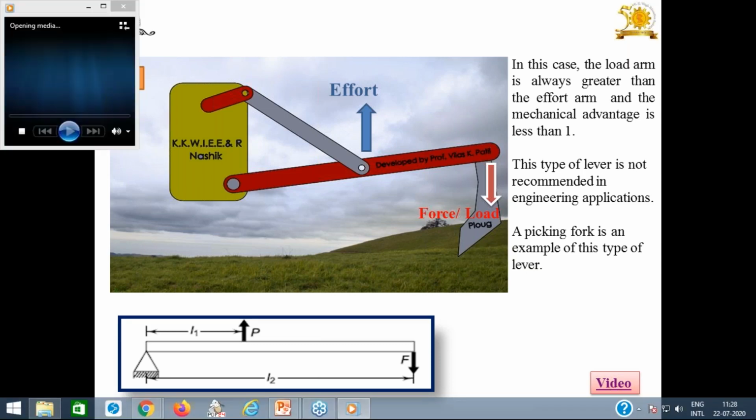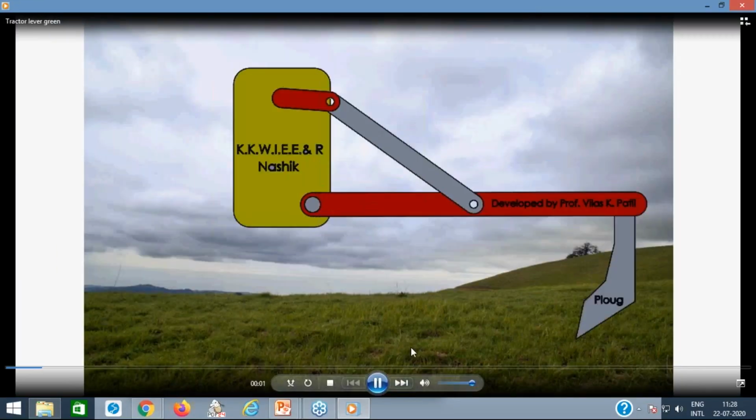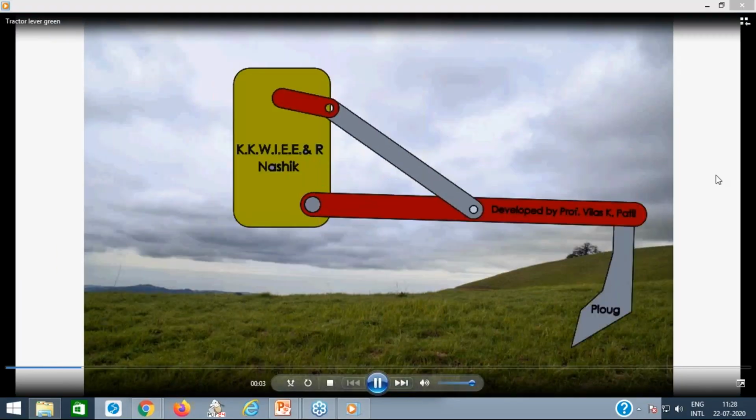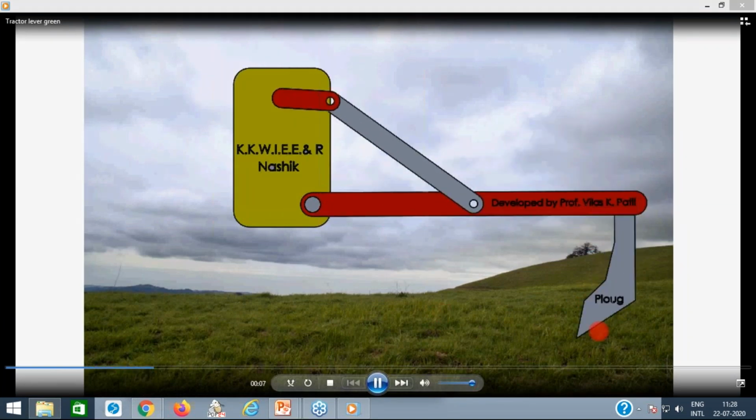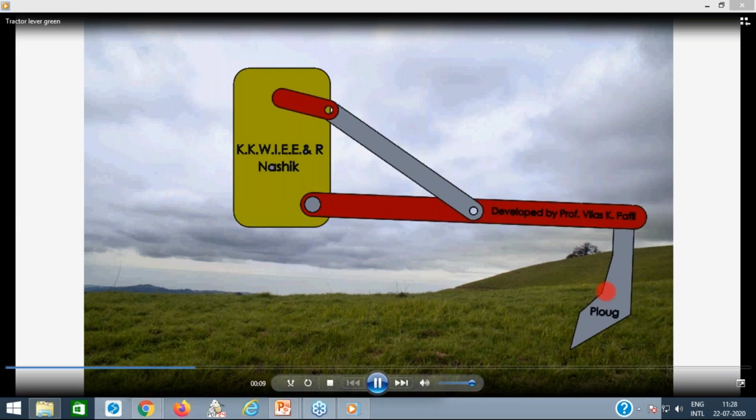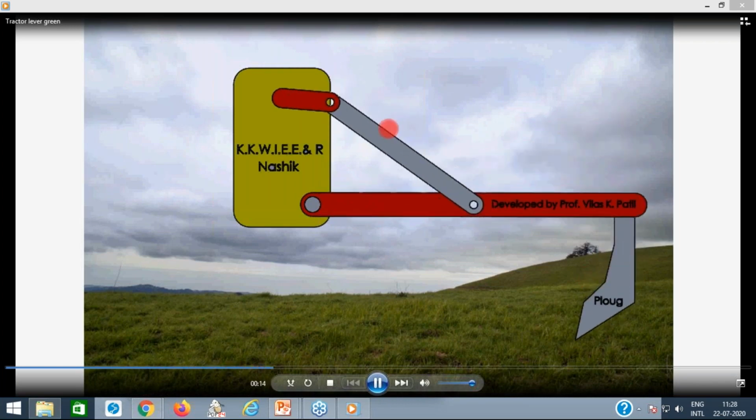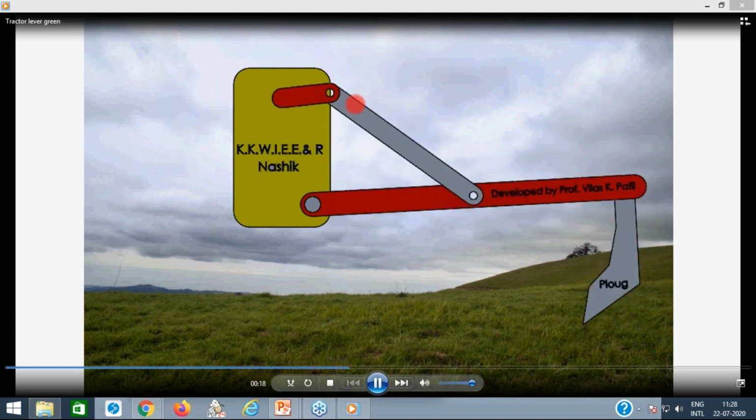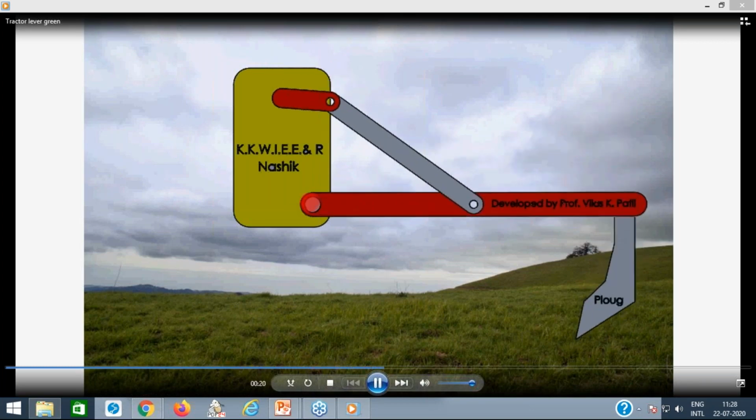I would like to run this video again. Look at this in the second case. Again here you will find, look at this. I am going to explain. Now in this third case, this is the output force which is coming here. But the input which is coming from this is the effort, that means from the hydraulic system of the tractor. Look at this. From this you will get it, and this is the pivot.